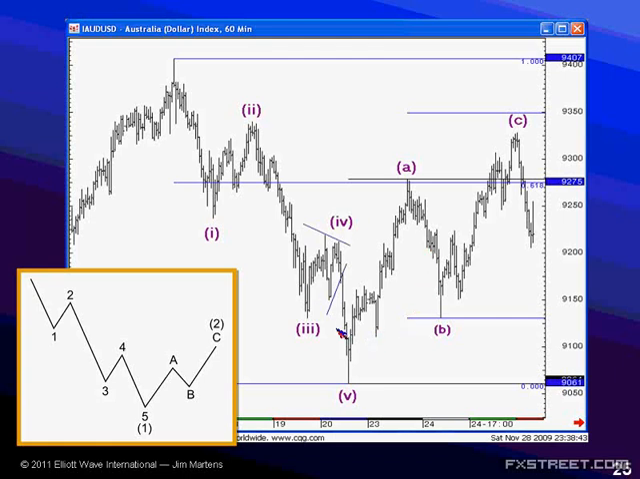As it moves down off of the top of the correction, you get into how do you handle this in terms of trading it, and positioning.